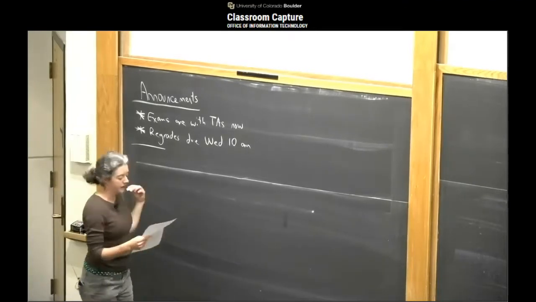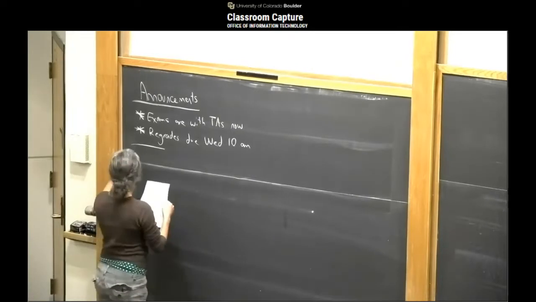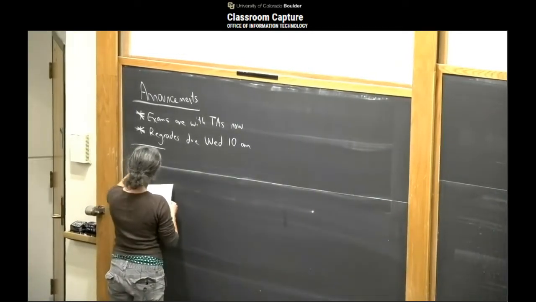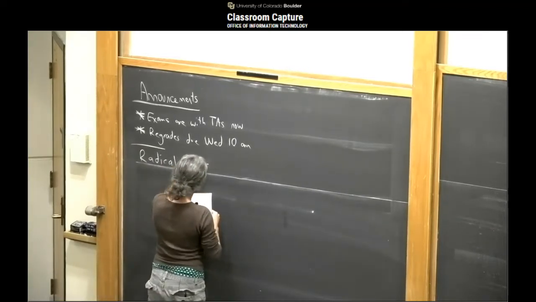Okay, so my plan for today is to wrap up the last bit of chapter 9 and then we can start chapter 10 on Wednesday. So one more reaction from chapter 9 that we're going to do is radical halogenation.